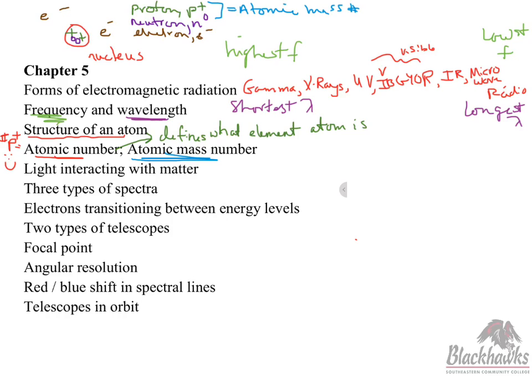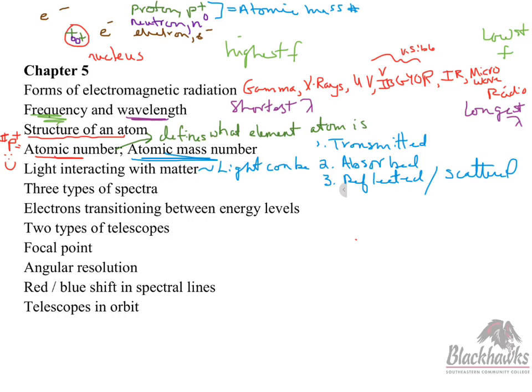And then the whole light interacting with matter: there was a slide that said light can interact with matter one of three ways. That light can be transmitted, that light can be absorbed, and that light can be reflected or scattered, which are similar. I just think it's neat because which of these three happens depends on which energy it is and what the matter is. That's so cool.